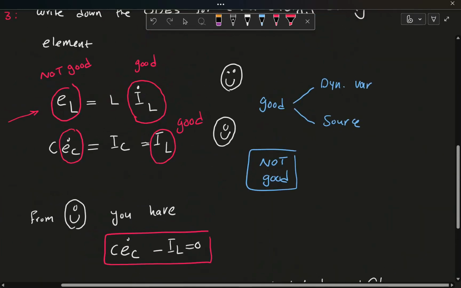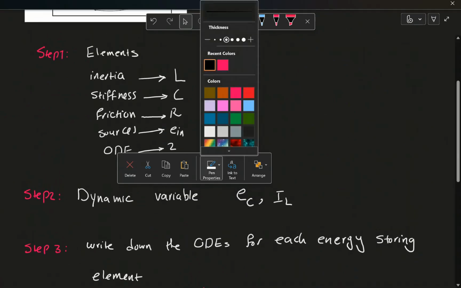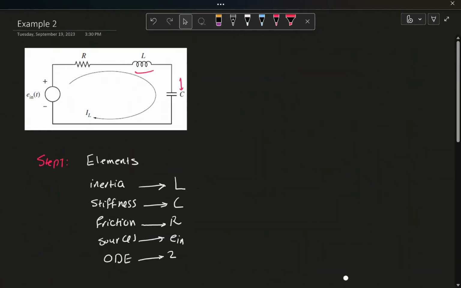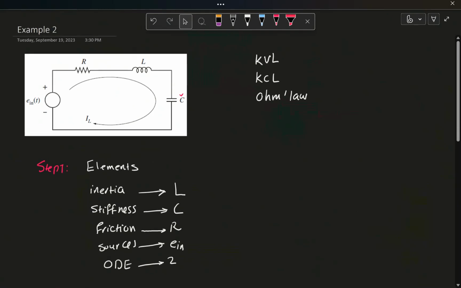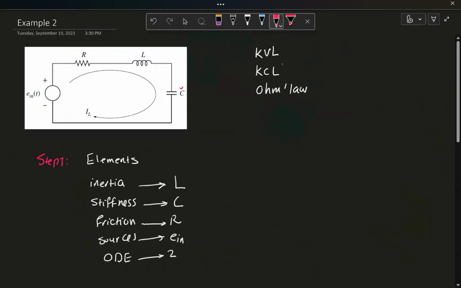Okay. Similar to the previous example, I would look at the system and see, from the tools that I have, which are KVL, KCL, and Ohm's law, which ones I can use. Yes? Okay. If you look at this problem, you see that there are no junctions. So KCL is immediately out the window. You're left with KVL and Ohm's law.